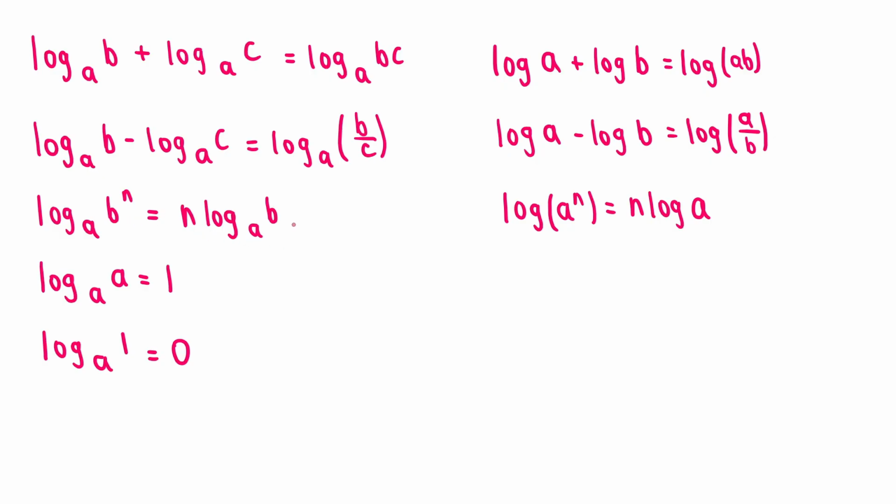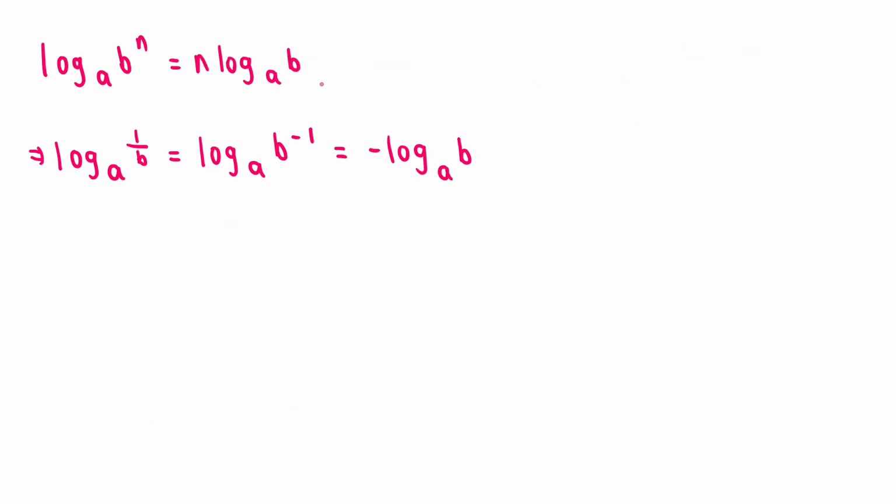A special case of the power rule is the reciprocal rule, where the exponent n equals -1. The reciprocal rule is log base a of 1 over b equals negative log base a of b. This is derived using the power rule, and I'll show you how. So let's say we have log base a of 1 over b. This is equivalent to log base a of b to the -1, because 1 over b is equal to b to the -1 by the negative exponent rule.